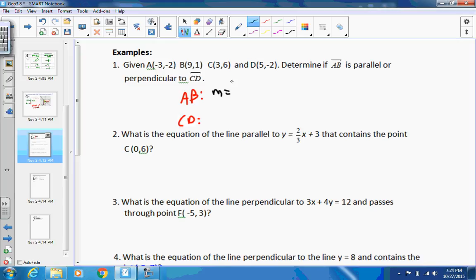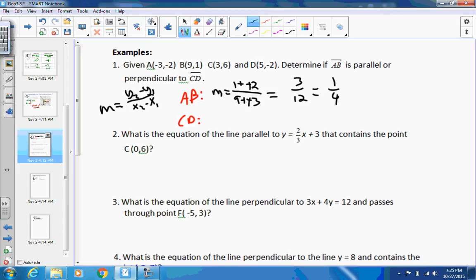AB, we have the point 1 would be the second y one. So 1 minus negative 2 over 9. And remember, slope formula, m equals y2 minus y1 over x2 minus x1. So we have the 9 minus negative 3, which would equal, those become plus, so it would be 3 over 12, which actually can be reduced to 1/4.